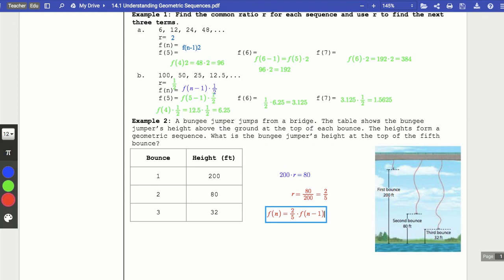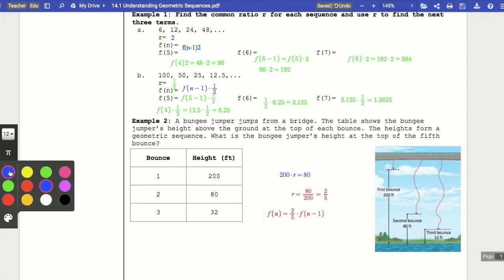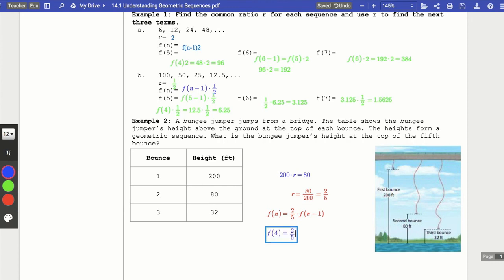Well, to find f of 5, I need to find f of 4. So let's go ahead and find f of 4. f of 4 is going to equal 2/5 times f of 3, which is 32. So 2/5 times 32 is 64/5. That doesn't reduce. And then I have to find f of 5, and f of 5 is just going to be that 64/5 times 2/5.